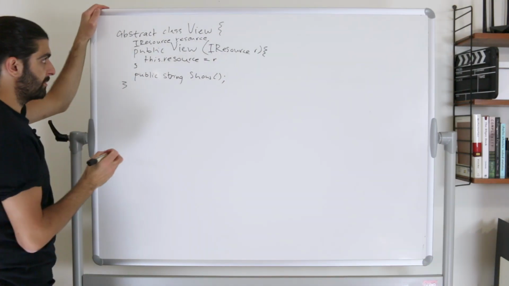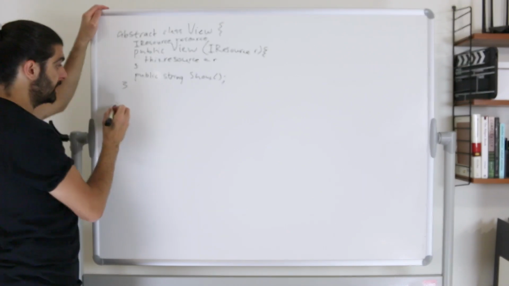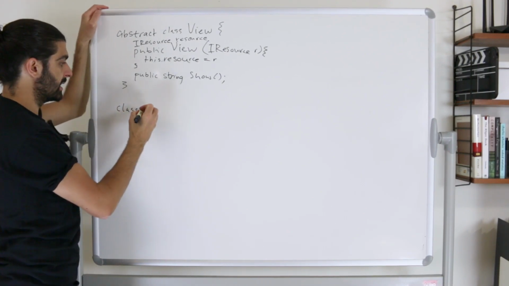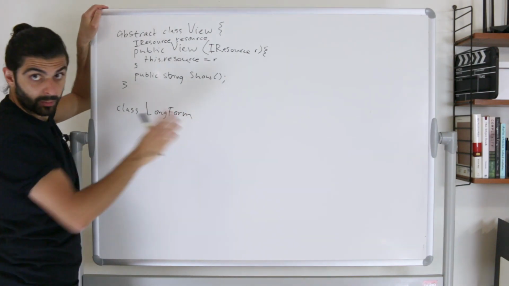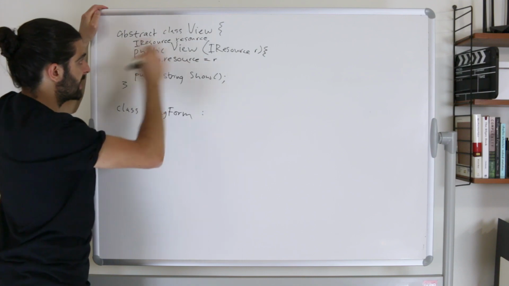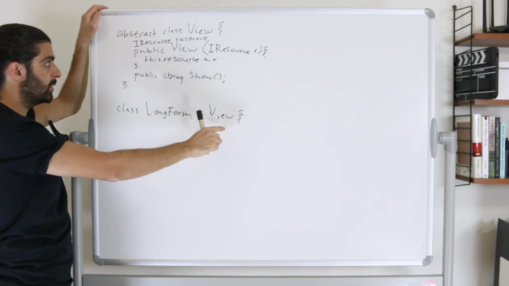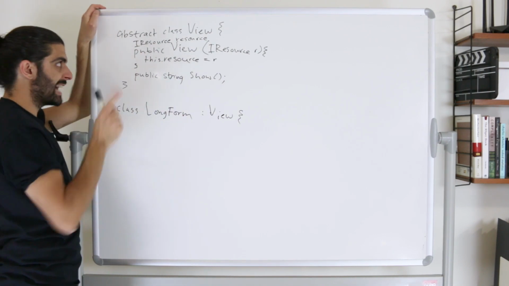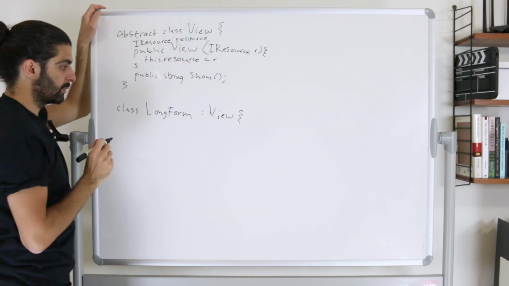Next piece, let's specify the first view. So one view would be, let's only specify one. We say a class, which is, let's say long form, and I would name this long form view, but in order to save space, let me just say long form. So the class long form is a view. Open that up. So because it is a view, it gets this constructor, which means that it has access to an instance variable which is of type resource and is called resource.